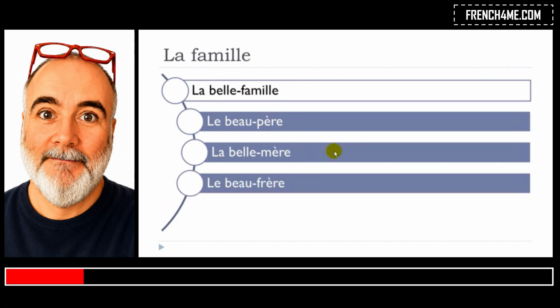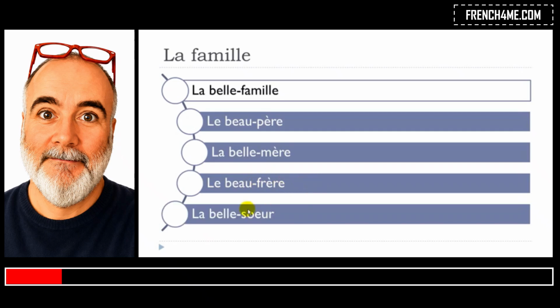All right? And then brother-in-law, le beau-frère. So frère is brother, okay? And then feminine form, here you get sœur, okay? So sister-in-law, la belle, so we put the belle form here because it's the feminine form, sœur, la belle-sœur.